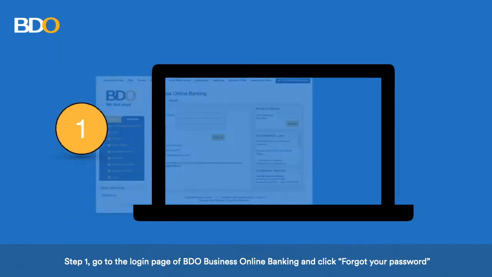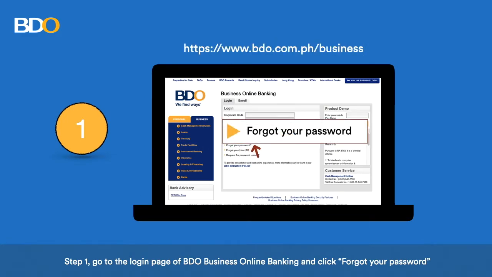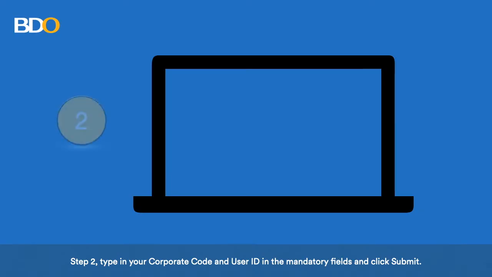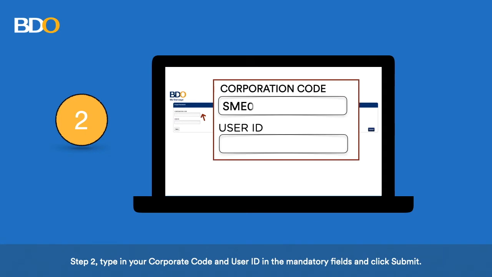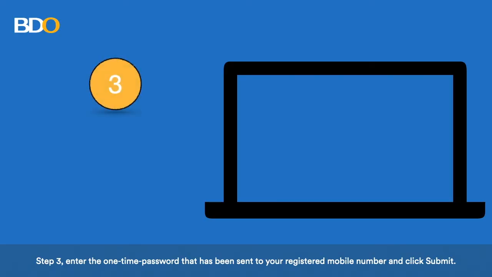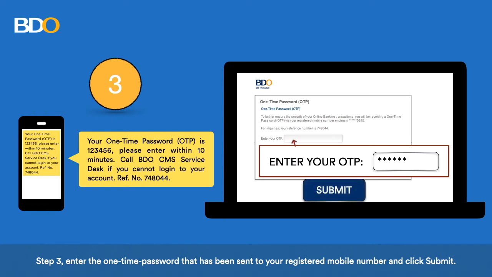Step 1. Go to the login page of BDO Business Online Banking and click Forgot Your Password. Step 2. Type in your corporate code and user ID in the mandatory fields and click Submit. Step 3. Enter the one-time password that has been sent to your registered mobile number and click Submit.